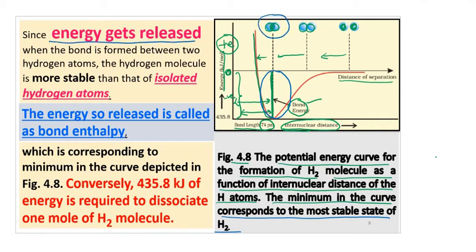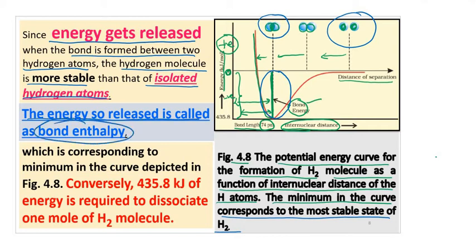Now we have to concentrate that whenever this hydrogen molecule has been formed, their energy gets released. When the bond is formed between two hydrogen atoms, the hydrogen molecule is much more stable than the isolated hydrogen atoms. Earlier we can see that these were the two isolated hydrogen atoms, but when the molecule has been formed, energy will be liberated. This energy, or the energy so released, is called bond enthalpy, which corresponds to the minimum in the curve depicted in figure 4.8.